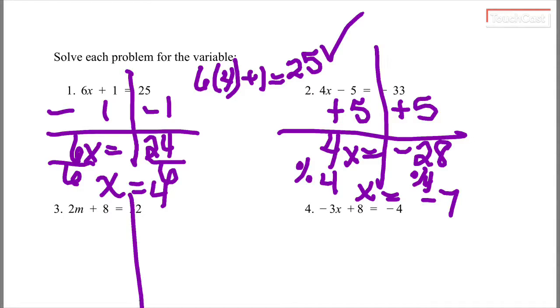Over here, whoops, let me erase that because I just covered up the word. Okay, let's try that again.